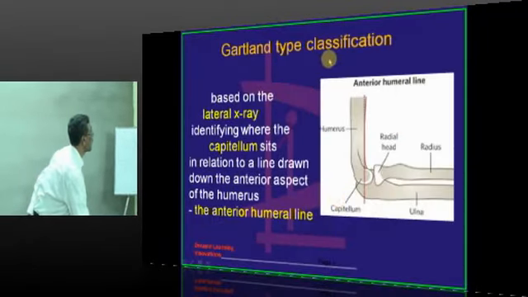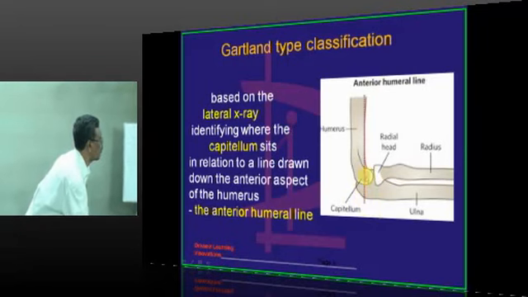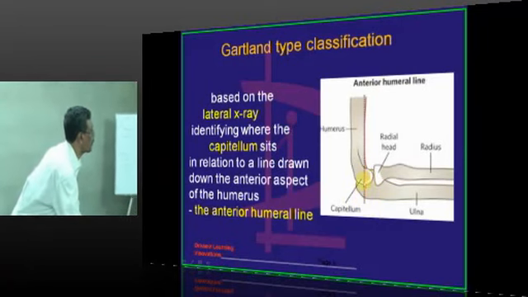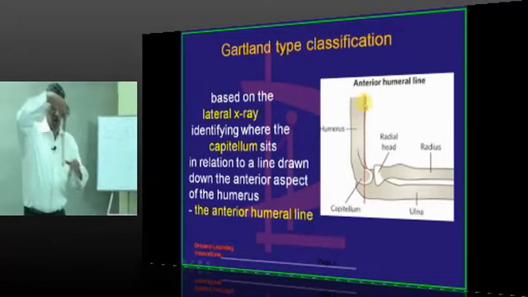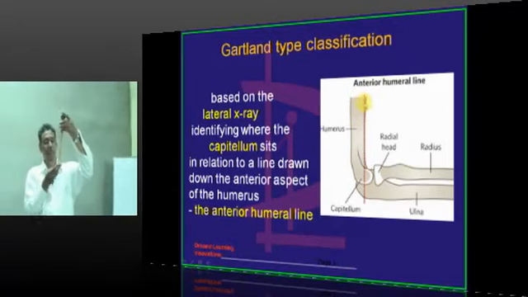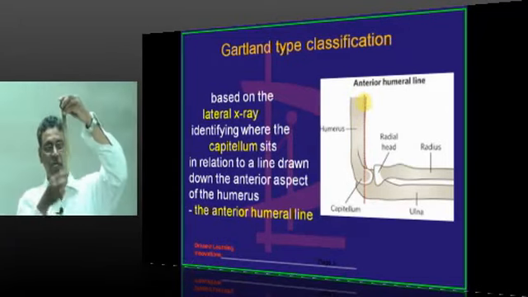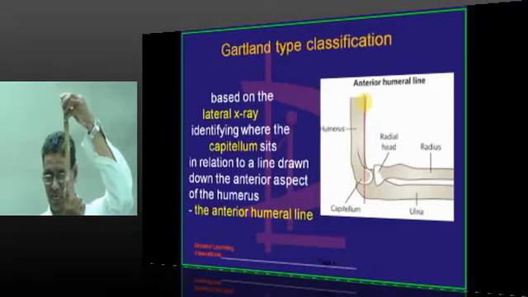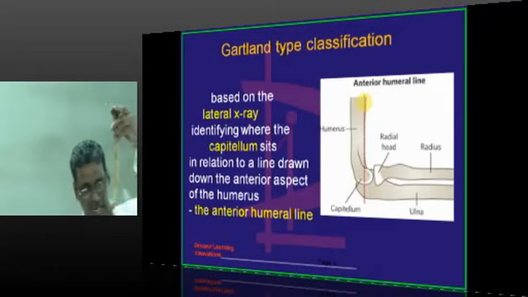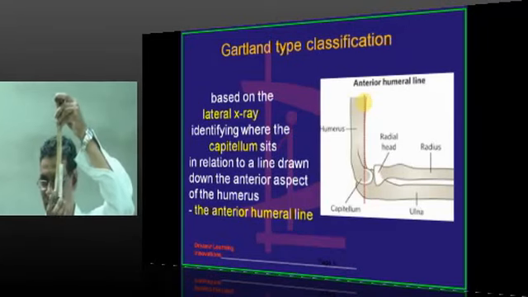In this Gartland type of classification, if you draw a line like this, the capitulum, about two thirds, will be in front of this line. If you draw an axial line like this, the capitulum will be anterior to it.